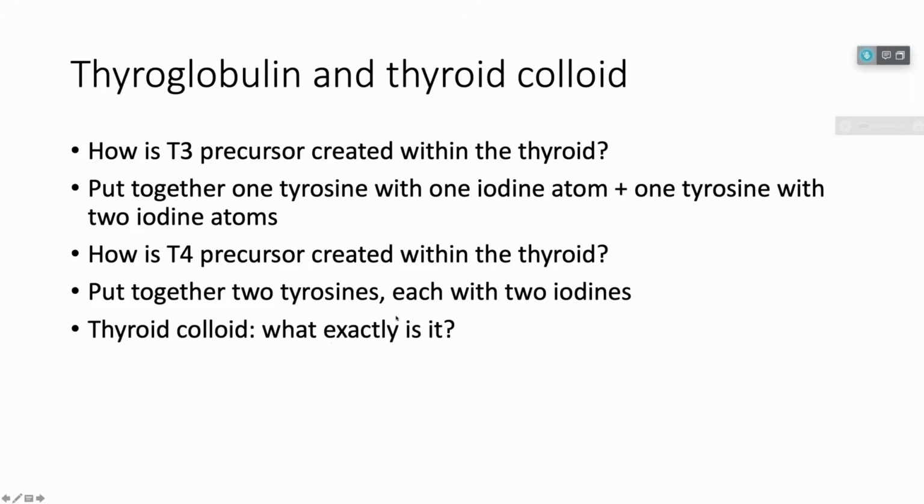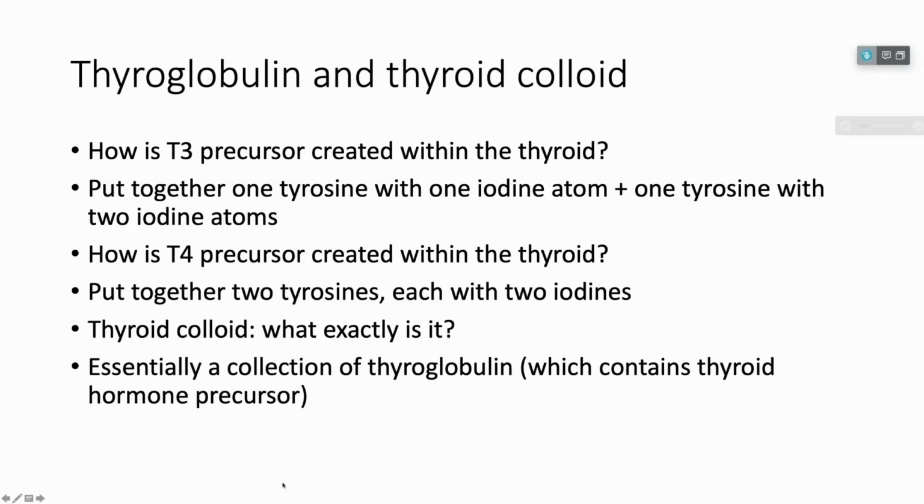Perfect. So what exactly, Perlina, is colloid? Again, another vague, read-my-mind question. Well, it's a collection of what's in the cell, so thyroglobulin. Yeah, it's basically just a bunch of thyroglobulin, which in and of itself has a thyroid hormone precursor.